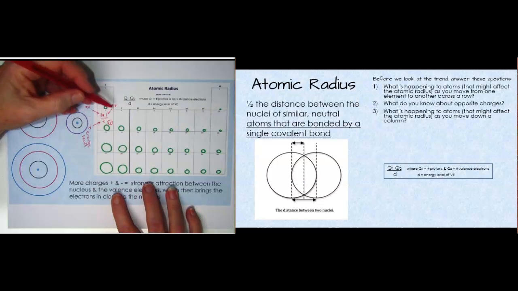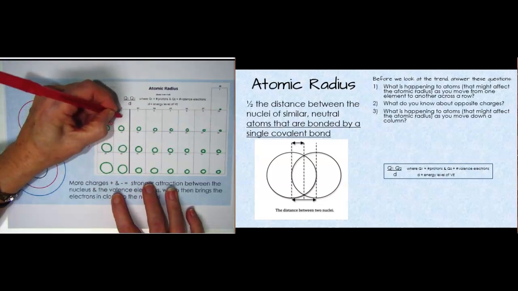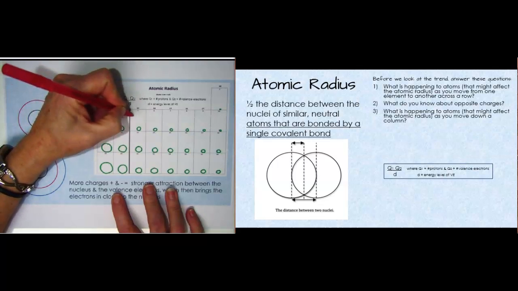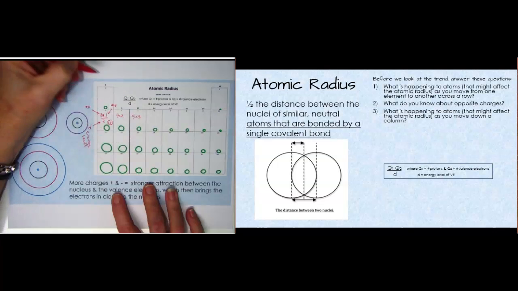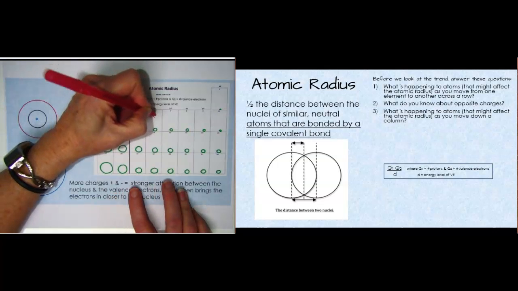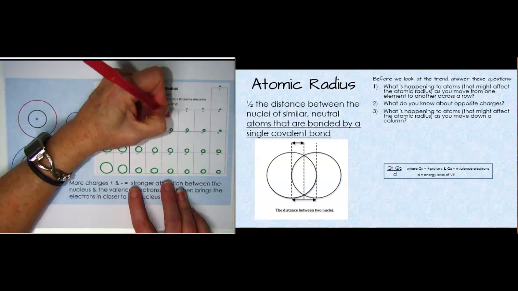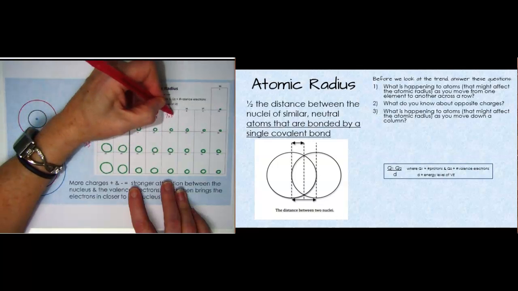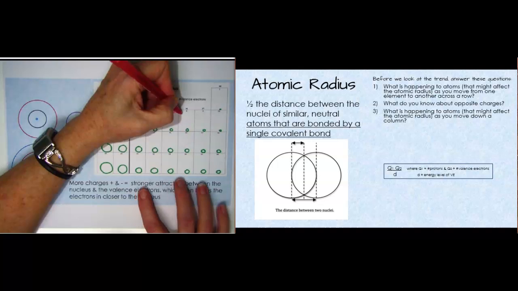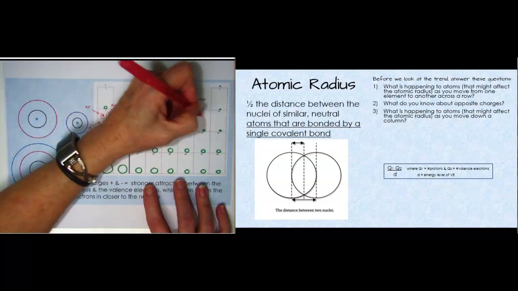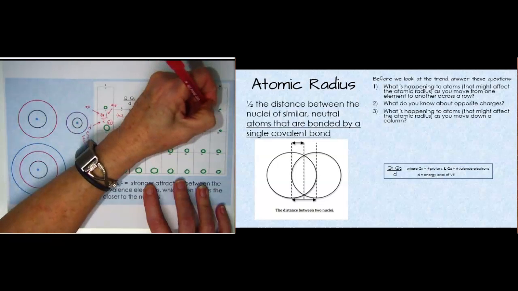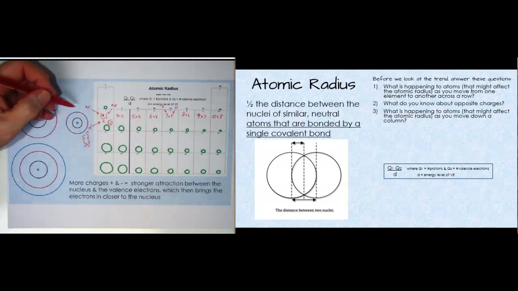So to answer question 1, we know that the top is changing. For beryllium it's 4 and 2. The Q for boron is 5 and 3. For carbon it's 6 and 4. For nitrogen, 7 and 5: 7 protons, 5 valence electrons. When we get all the way over to oxygen, it's 8 and 6. Fluorine is 9 and 7. And when you get down here to neon, it's 10 and 8.